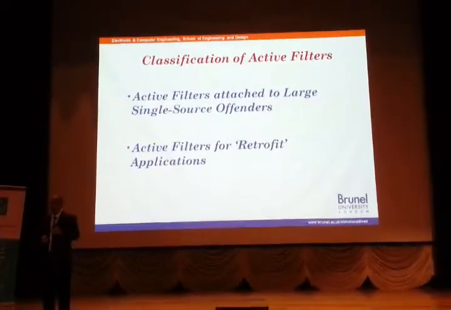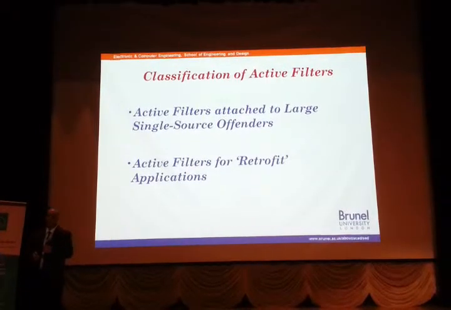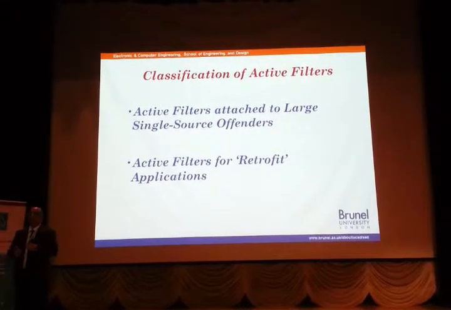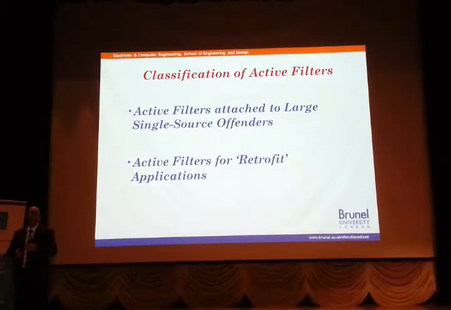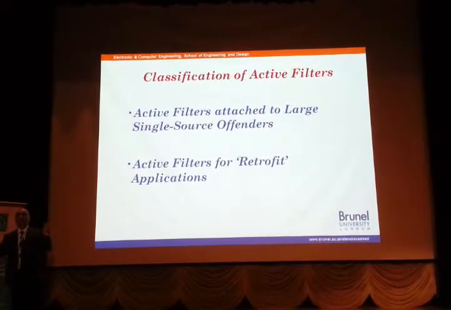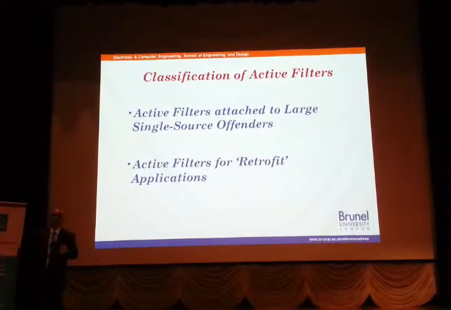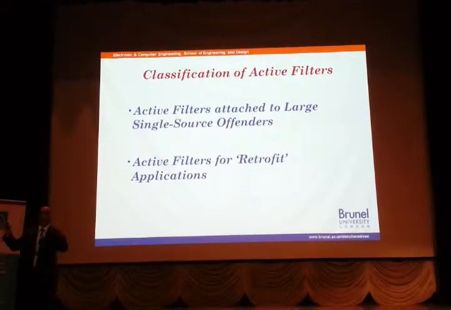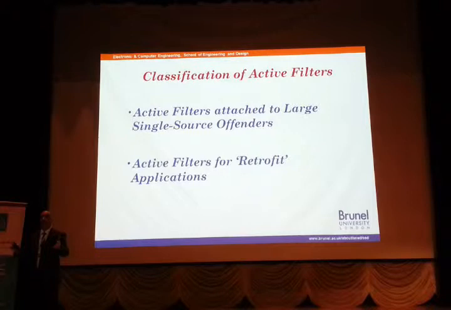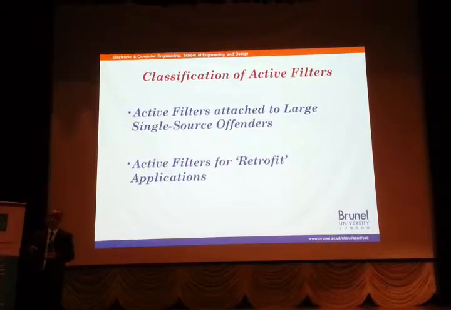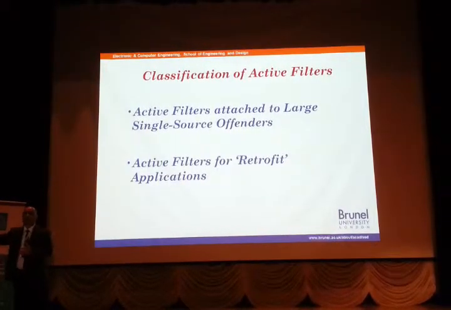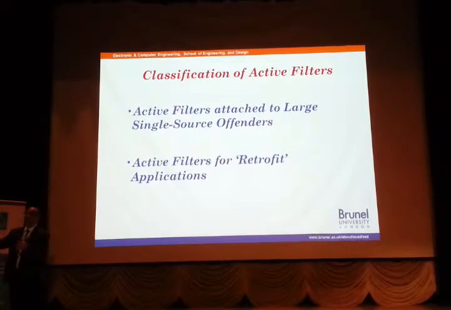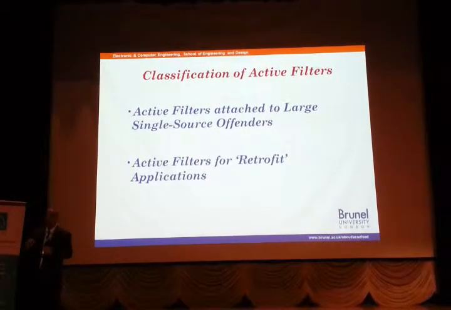Now, the classic configuration of active filters: either we have large offenders, for example an arc furnace or induction heating, a huge establishment which generates a lot of harmonics. So I can identify that this factory is generating a lot of harmonics, and let's install an active filter there. Or we can have active filters for retrofit applications.